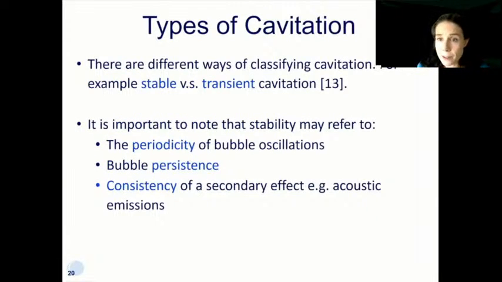Now there are lots of different ways of classifying cavitation. One of the earliest definitions was so-called stable versus transient. This then brings us into another minefield of definitions, because stability means different things to different people. In particular, it may refer to periodicity. So the more mathematical definition of stability is that an oscillation continues showing a constant periodicity. It may refer to whether the bubble is hanging around or not, whether it is persisting, or it may be the consistency of some secondary effect, for example, the acoustic emissions from the bubble. So stable is another term to be used with caution.